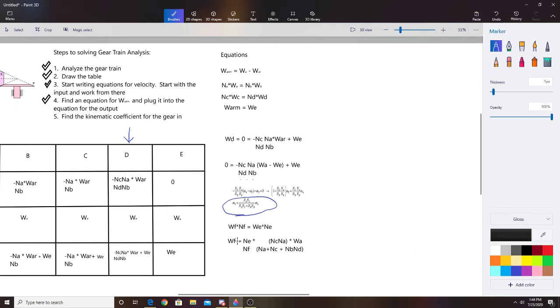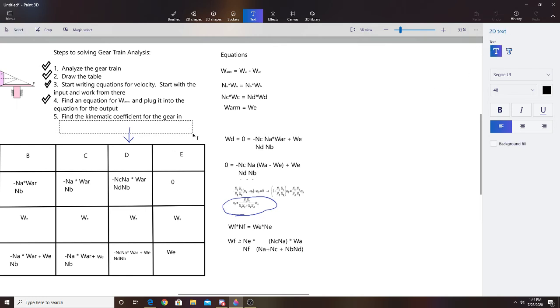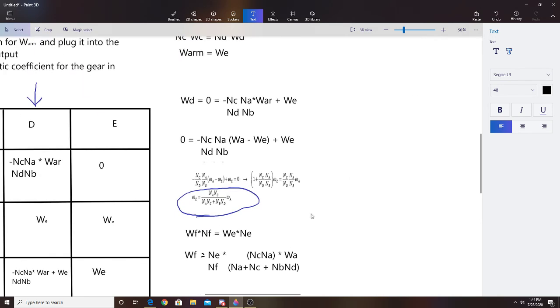So now there's one last step. And the last step is to find the kinematic coefficient for the gear in question. So for the gear in question, for this question, let's just say I asked for the kinematic coefficient of gear E, right? We'll do both of them. We'll do gear E as an example, and then we will do gear C really fast.